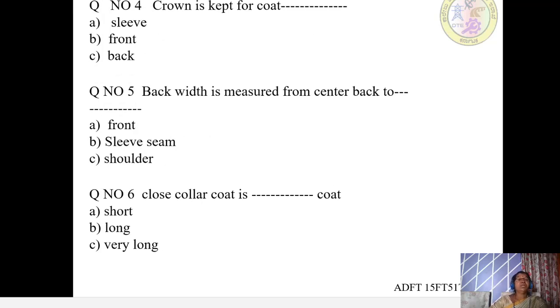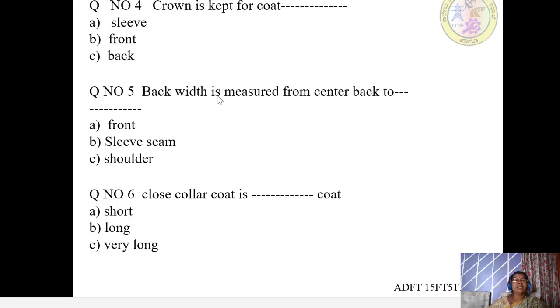Now we'll move on to question number 4. Crown is kept for coat dash. A. Sleeve. B. Front. C. Back. So, back part of the sleeve part, we are keeping a crown. But back is a component. Now when we consider like this, the right answer is sleeve. Crown is kept for coat sleeve.